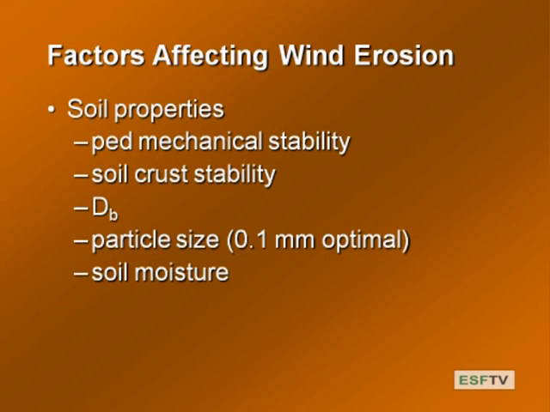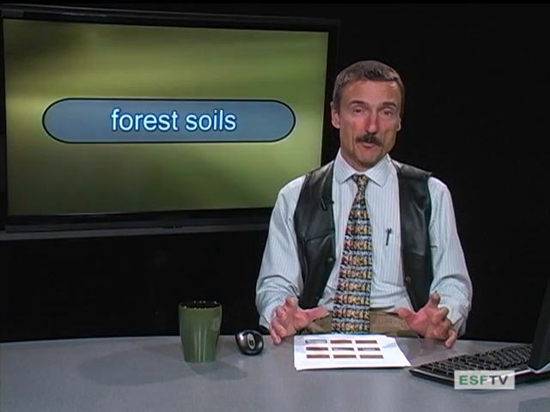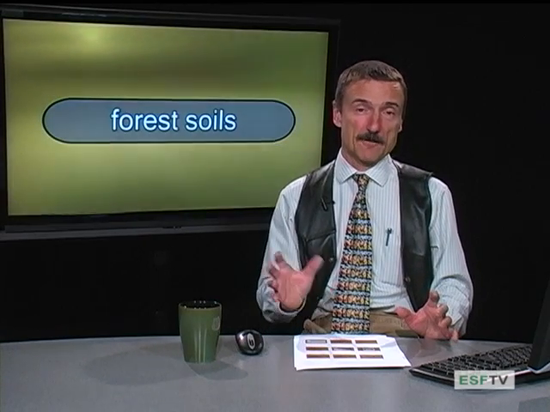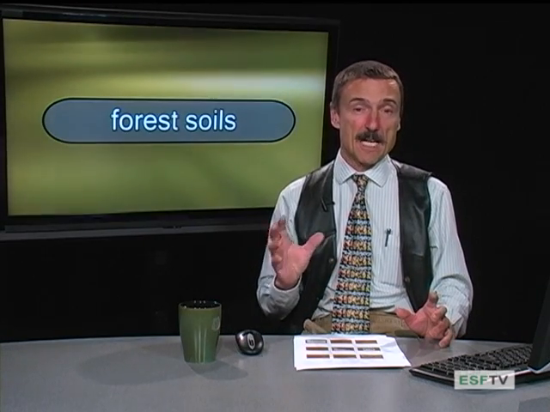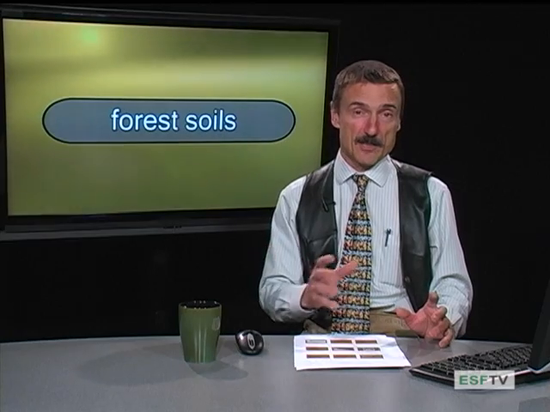Okay? And we get down to particle size. Now, of course, particle size is pretty optimal around 1/10 millimeter. So the real big sands, they tend not to blow until you get these really horrendous winds. But right around the 1/10 millimeter, so you're looking at the fine sand size, this is the optimal particle size. You get to this in the silt-sized particle.